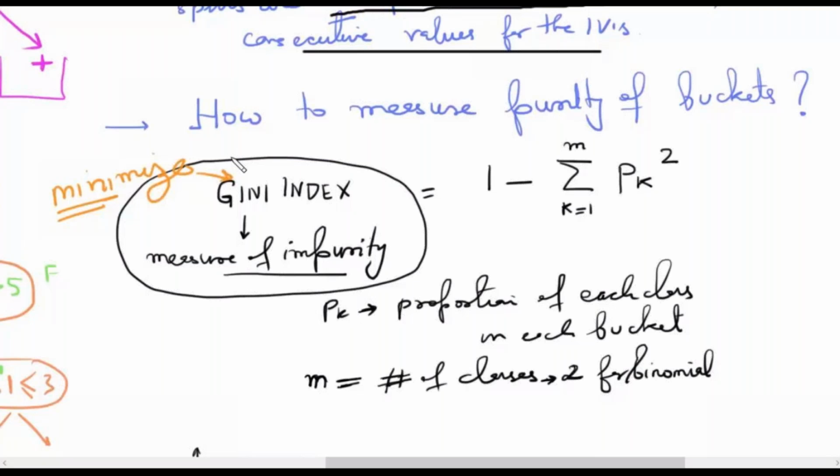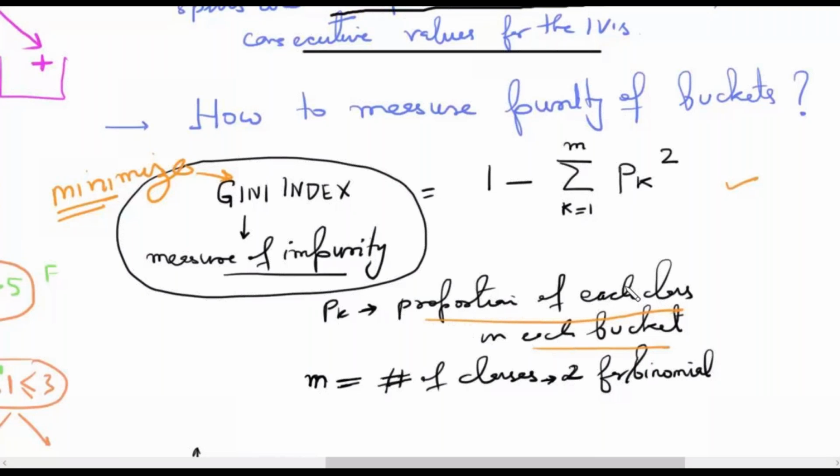Now, how is Gini index measured? It is a mathematical quantity which is measured by this formula, 1 minus summation of pk whole square. Now, what is pk? pk is the proportion of each class in each bucket. We will see this with an example in detail, but this is the formula. It is the proportion of each class.